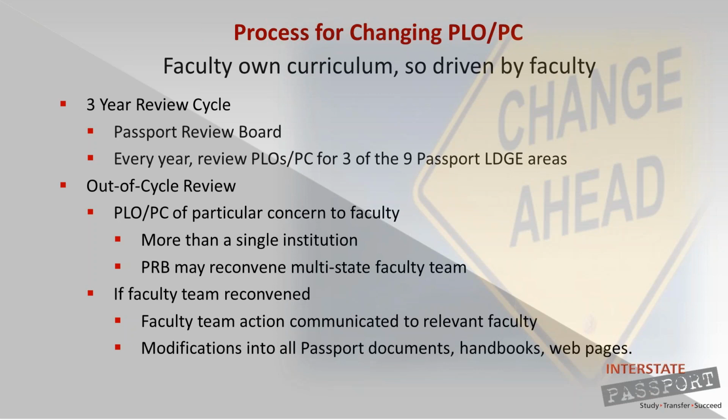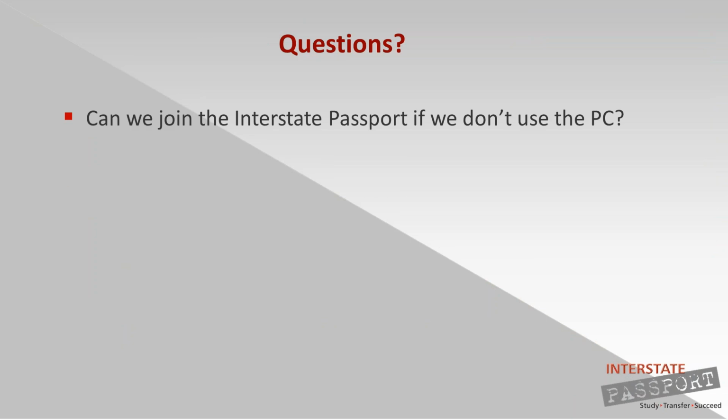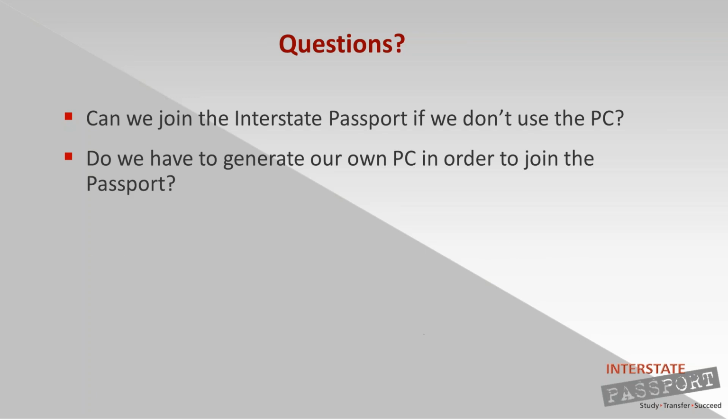So there have been a series of questions that have occurred as we've had these conversations, and Terry, I know you've heard some of these questions as well. Can we join the Interstate Passport if we don't use the proficiency criteria? Well, the answer should come from what we've tried to emphasize. The specific proficiency criteria are not requirements, they're not suggestions, they simply are examples of what is currently being used. They're reports of what's currently being used.